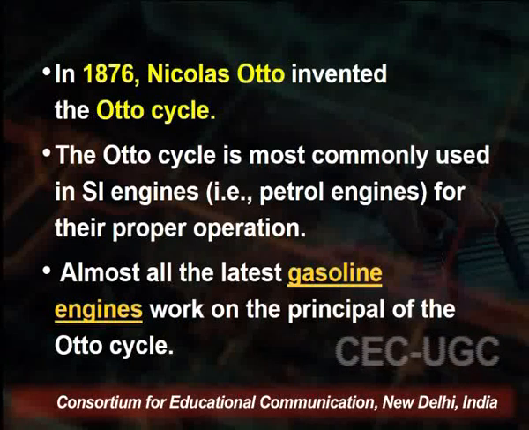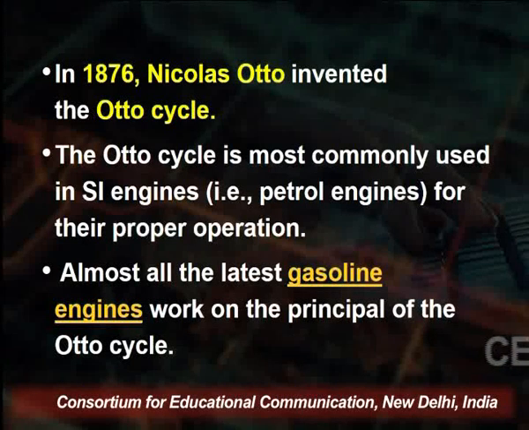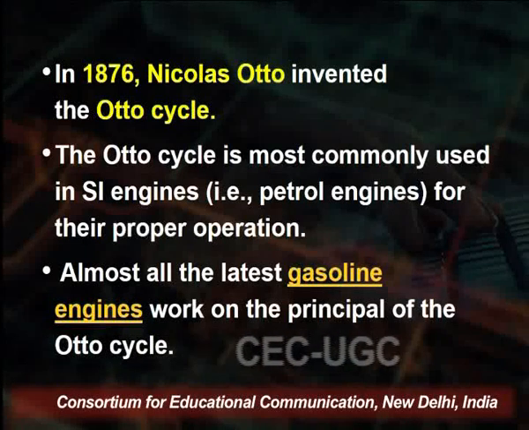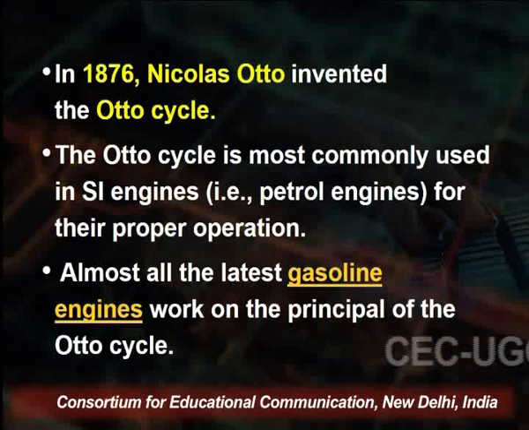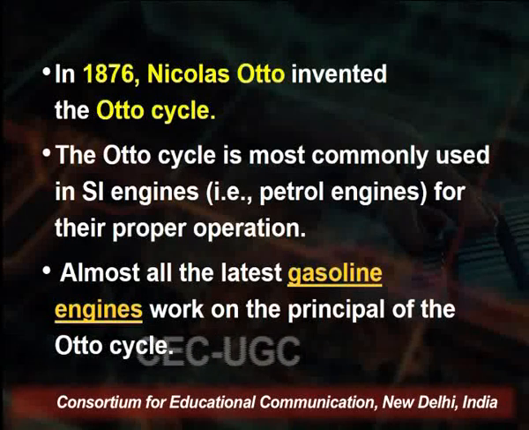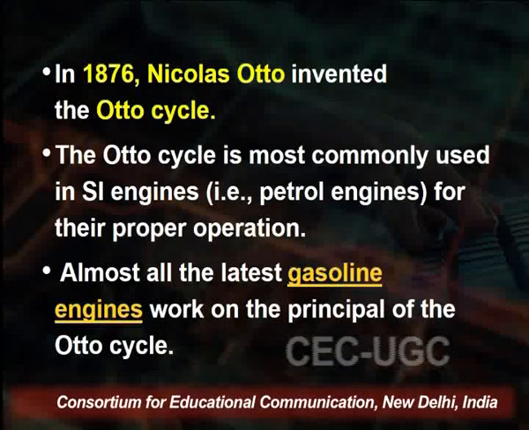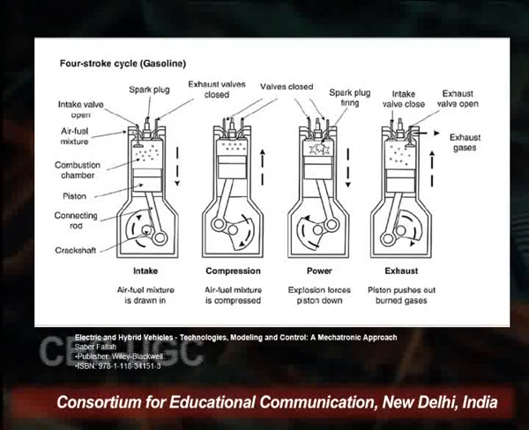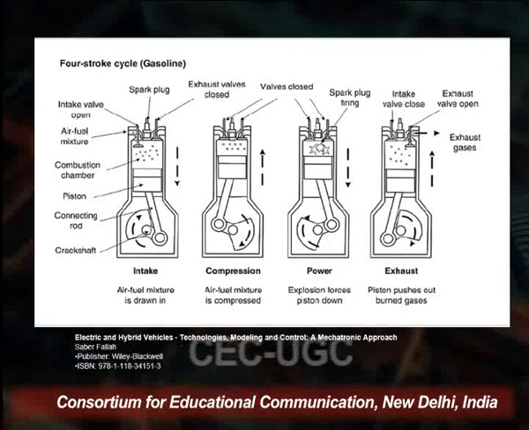In 1876, Nicholas Otto invented the Otto cycle. The Otto cycle is most commonly used in SI engines, that is petrol engines, for their proper operation. Almost all the latest gasoline engines work on the principle of Otto cycle. This is showing the essential components of the Otto cycle. As you can see, it is a 4-stroke cycle.